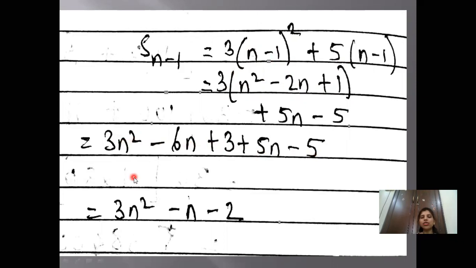Now 3n square, we'll be writing 3n square. Minus 6n plus 5n will be getting minus n. Plus 3 minus 5 will be getting minus 2. So now this is our value which we have got for Sn minus 1. Okay. So now in the next slide, we have to find the an value.